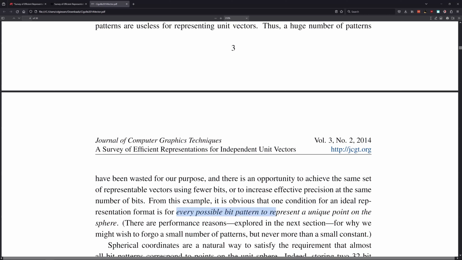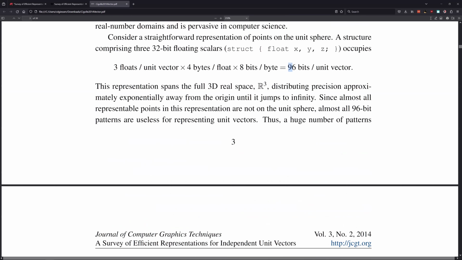Every possible bit pattern should represent a unique point on the sphere. Yeah, because with a naive 32-bit float, 3 floats, anytime one of the floats is larger than 1 or smaller than 1, the other 2 float values don't matter because you're representing a number that doesn't lie on the unit sphere.